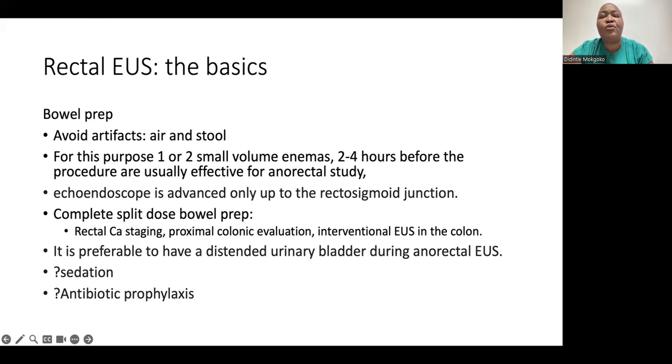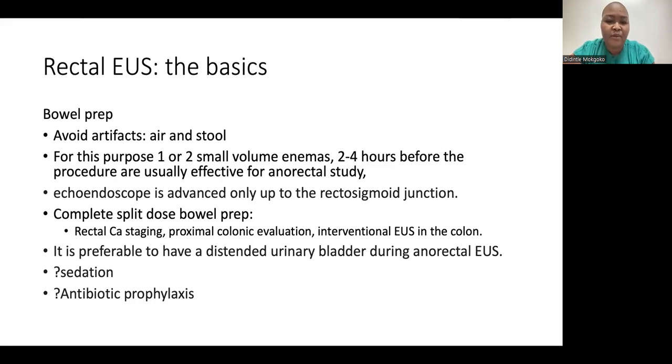If you are, however, looking to have really crisp views of the wall of the rectum, for example, if you're trying to figure out if your rectal lesion is a T1 or T2, is there invasion of the muscularis, you really do need for there to be no interface at all, no air, no stool, no fluid. And so you really then should consider doing a split dose bowel prep. Definitely, if you're going to do proximal colonic evaluation, you need full bowel prep. And if you're going to perform any interventional EUS, it is suggested that you have full bowel prep to optimize the chances of treatment success or technical success.